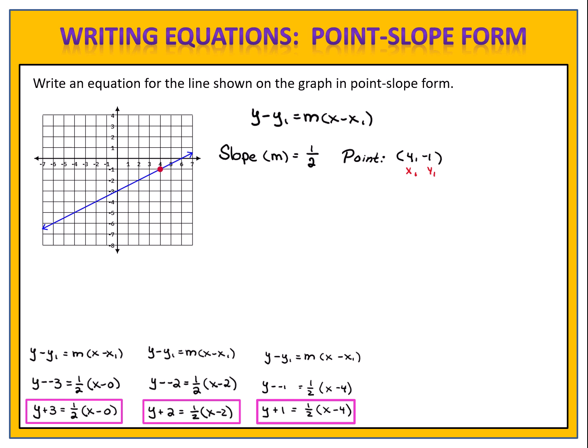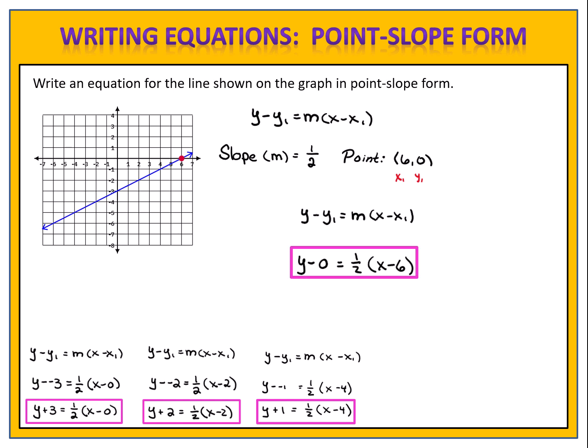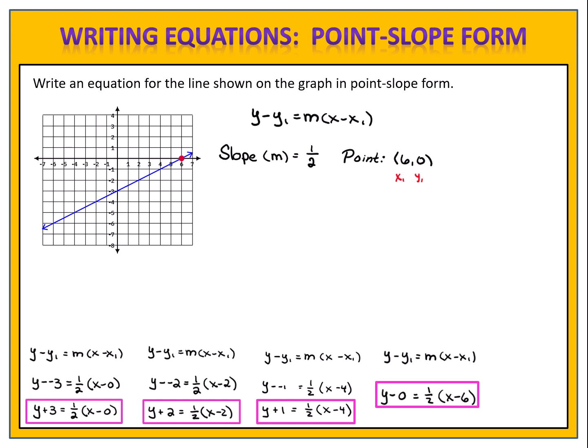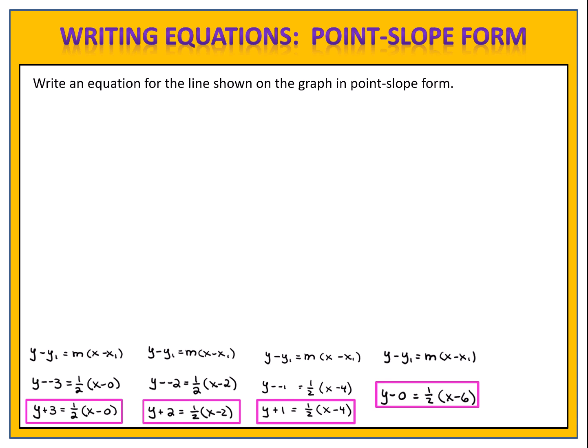And let's just choose one more point. How about (6, 0)? In that case, 6 would be x1 and 0 would be y1. We'd substitute these numbers into the formula just as we did before. y minus y1 is y minus 0 equals m, 1/2, in parentheses, x minus x1, x minus 6. And there I have the point-slope form of the line. How could it be that I have so many different equations that represent the same line? It almost feels crazy, doesn't it? Well, let's take a look.